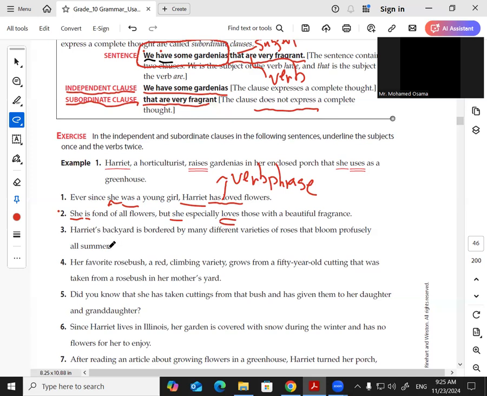Harriet's backyard is bordered by many different varieties of roses. So here, what is the subject, Harriet or the backyard? Here we have a possessive noun, which is Harriet's backyard. So in this case, Harriet is not the subject. The subject here is backyard.